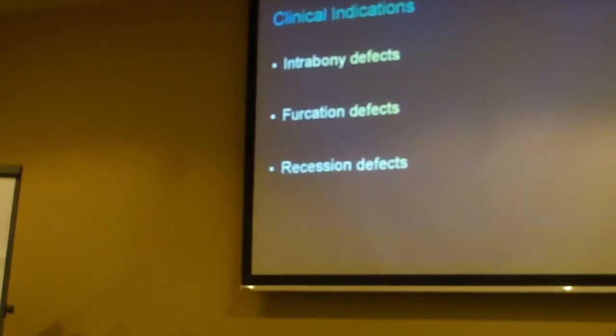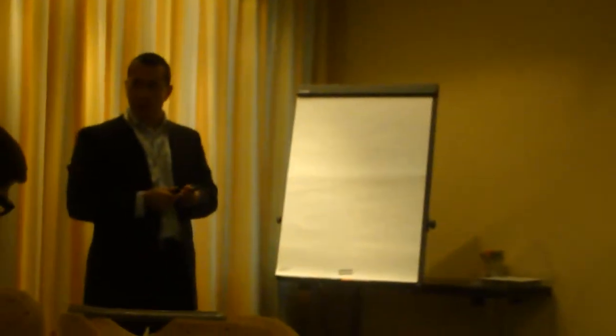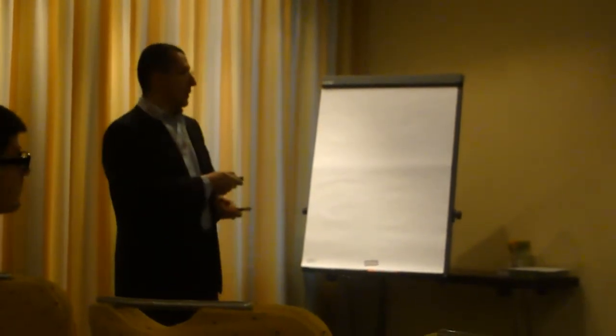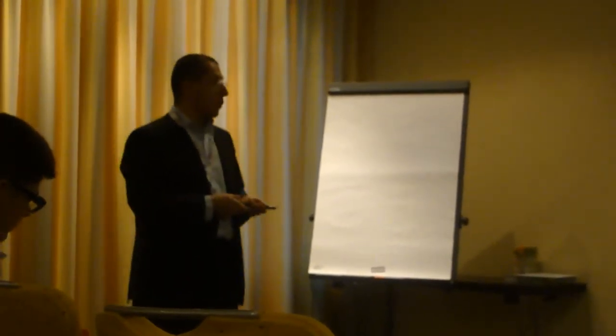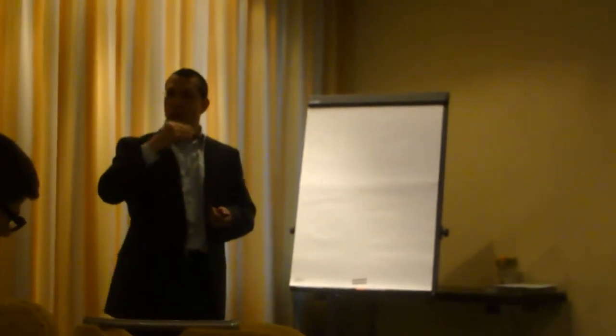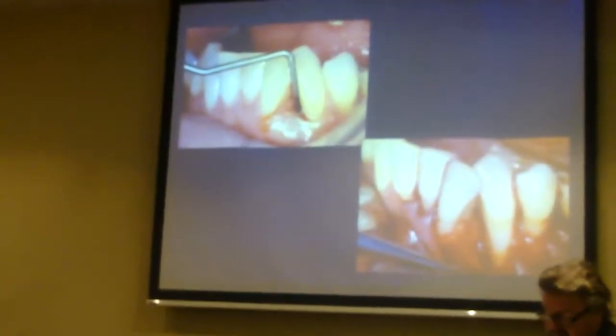One is the intrabony defect. It's a defect in the bone, as you have seen it previously. Or we can have defects among the root with a furcation defect, or a kind of recession defect when we lose soft tissue. And let me show you one typical case.